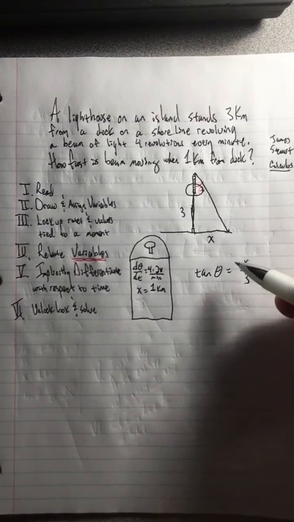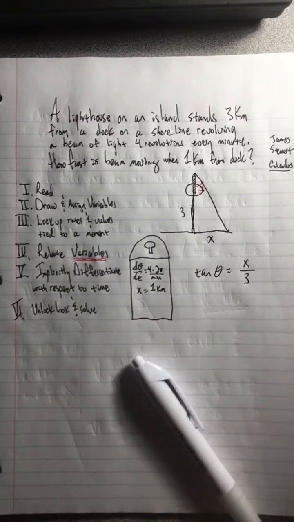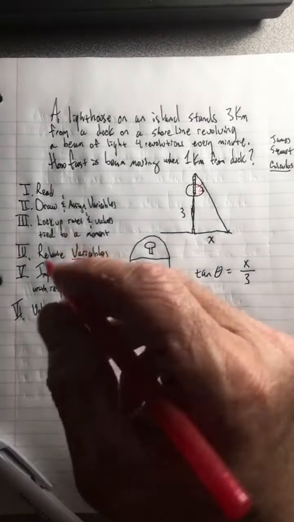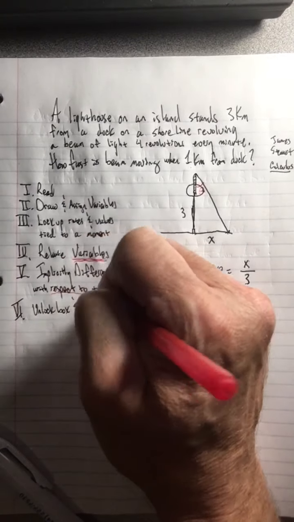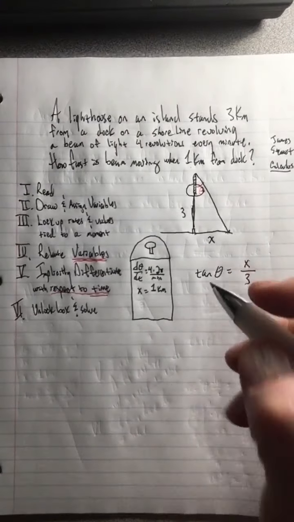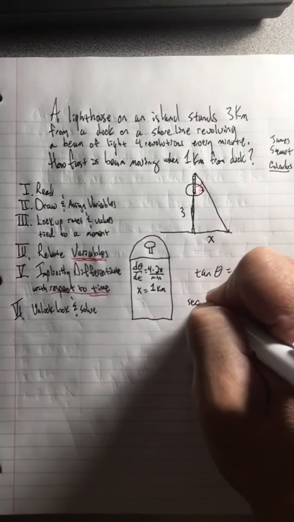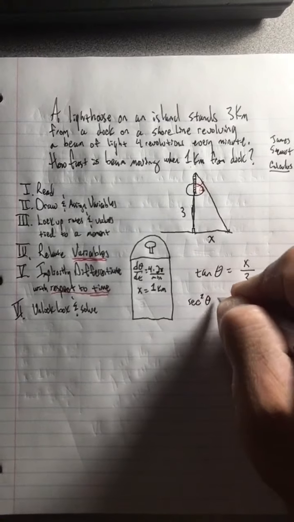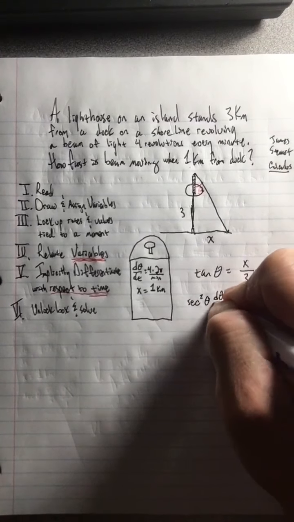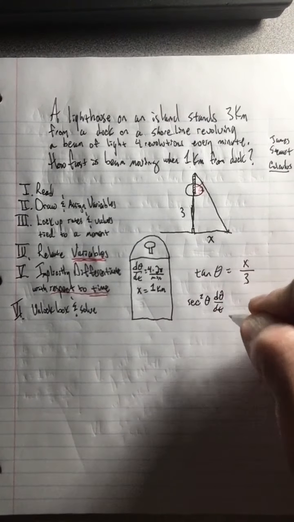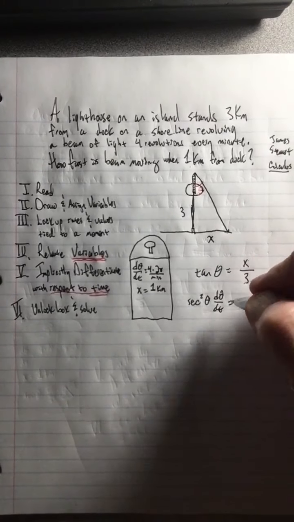Okay, so relate variables, that's key. Then the next thing is you're going to implicitly differentiate with respect to time. So the derivative of tangent is secant squared theta, but we're doing this with respect to time, so we throw in a d theta dt, just as if this was a y and we were doing implicit differentiation normally.